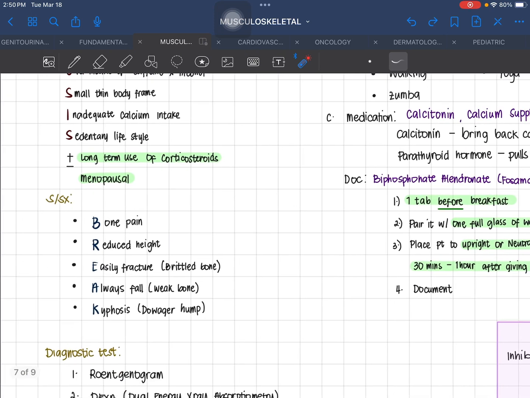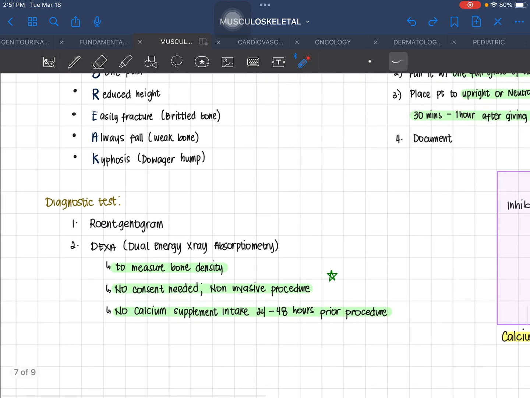Signs and symptoms dito ay we have the word BREAK. So, B stands for bone pain. R stands for reduced height. Hindi kasi pantay. So, reduced ang height mo. E stands for easily fracture dahil brittle ang bone mo. A stands for always fall, dahil kasi weak ang bone mo. And then K stands for kyphosis, o dowager hump.